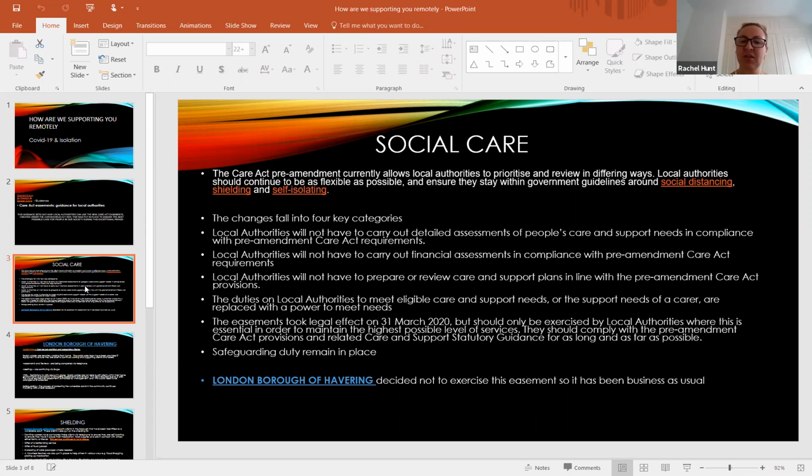The easement took legal effect on the 31st of March 2020, but should only be exercised by local authorities where it is essential in order to maintain the highest possible level of services. They should comply with the pre-amendment Care Act provision and related care and support statutory guidance for as long as and as far as possible, and safeguarding duty remained in place. However, London Borough of Havering decided not to exercise this easement, so it was actually business as usual.